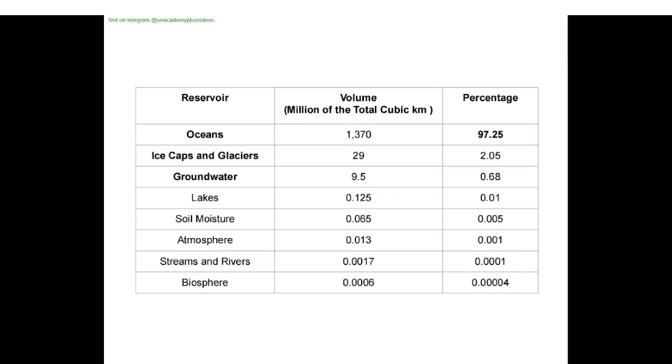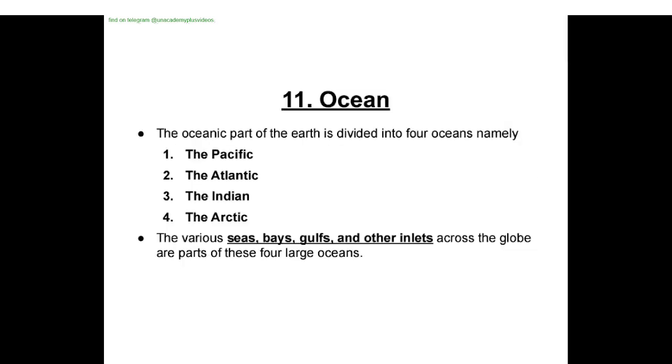The percentage is, by far the largest, in oceans, 97.25. Then come the ice caps and glaciers, 2.05. Groundwater is only 0.68, and the others are very small compared to groundwater. Ocean. These are divided into four oceans, namely the Pacific, the Atlantic, Indian, and Arctic. The various seas, bays, gulfs, and other inlets across the globe are parts of these four large oceans.